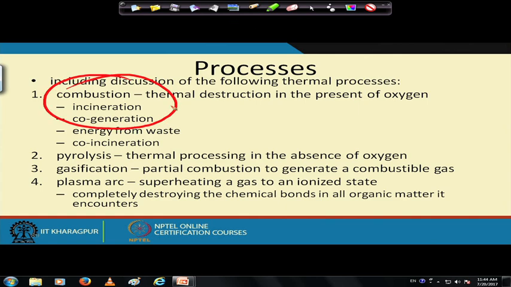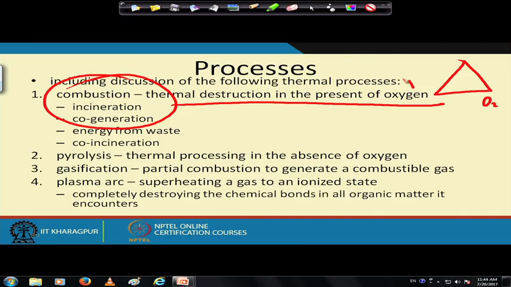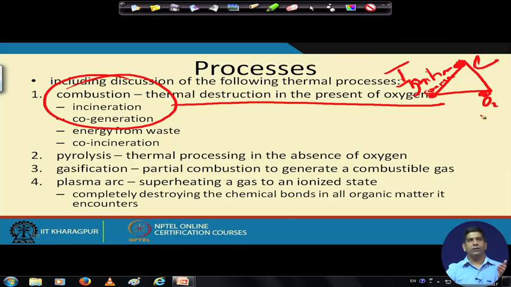Combustion is thermal destruction in the presence of oxygen. So you need to have oxygen. If you remember the fire triangle, you need an ignition source, you need oxygen, and then you need something which will burn, a combustible material. So we have combustible material, the ignition source, and oxygen. These 3 are needed. Otherwise, you must have heard about the fire triangle in an earlier class.